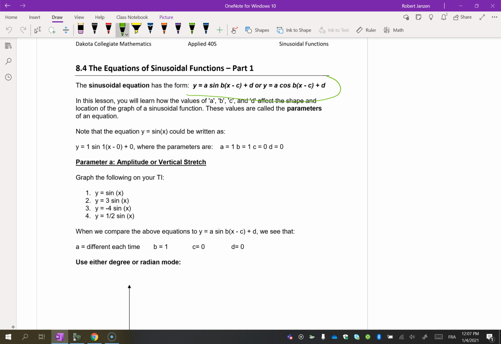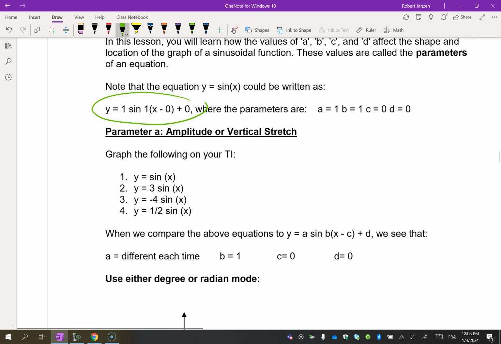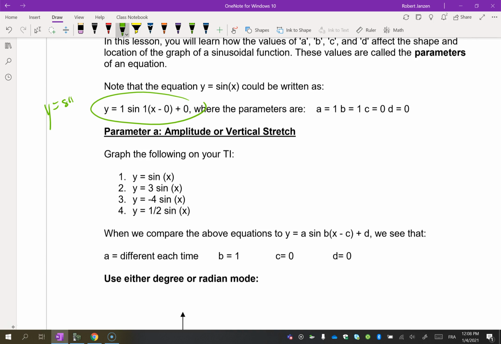So here's a pretty fancy looking equation. What I want you to do is look at these individual parameters, A, B, C, and D value. We're going to do this with a sine graph for the most part, but with the cos graph, things are exactly the same. So we're going to try and change those values and see how that affects the graph. This is our basic sine graph, just y equals sine of x, where a is 1, b is 1, c is 0, and d is 0.